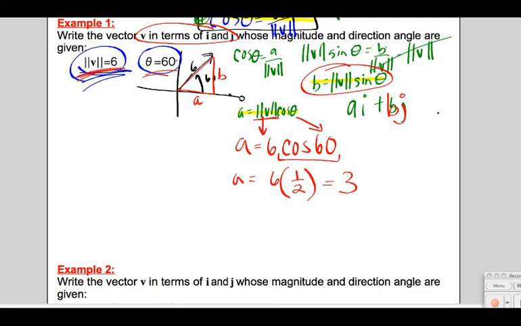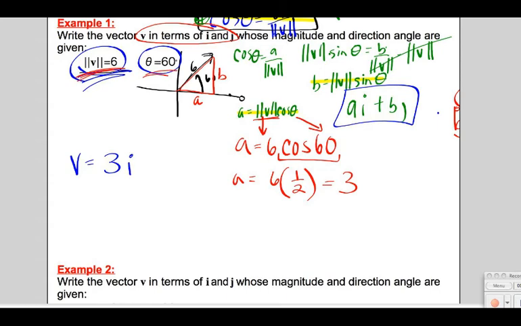So now, let me get this out of the way, I'm trying to find my resultant vector, it's this value, AI plus BJ. So V is 3I. And that's really saying that this length right here is 3. That's what I was trying to find. Now I'm trying to find the height of the triangle, the B value. And the B value is simply found by using now this equation.